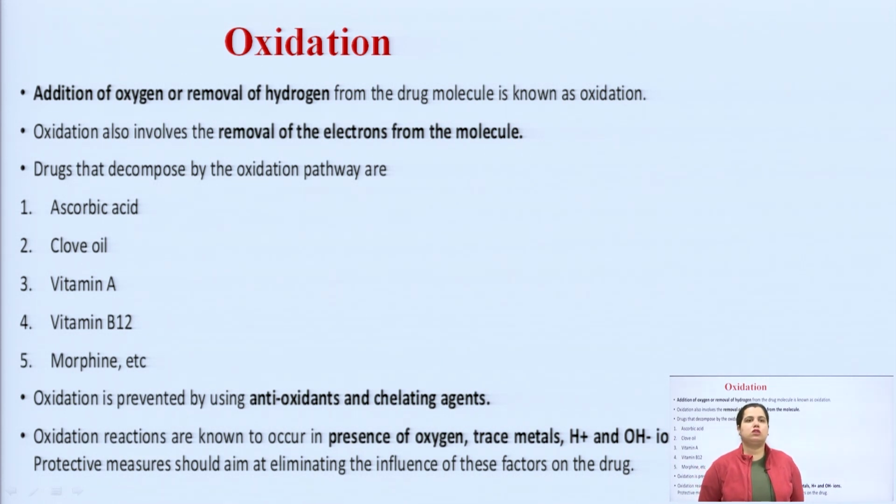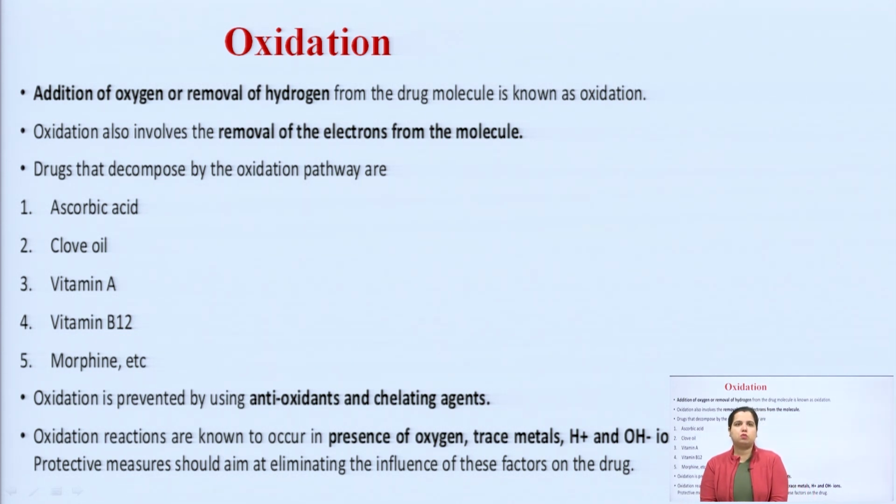Addition of oxygen or removal of hydrogen from the drug molecule is known as oxidation. Either addition of oxygen or removal of hydrogen is termed an oxidation reaction. Oxidation involves the removal of electrons from the molecule. Drugs that decompose by the oxidation pathway are ascorbic acid, clove oil, vitamin A, vitamin B12, morphine and many more. These are a few examples which follow oxidation and become degraded.